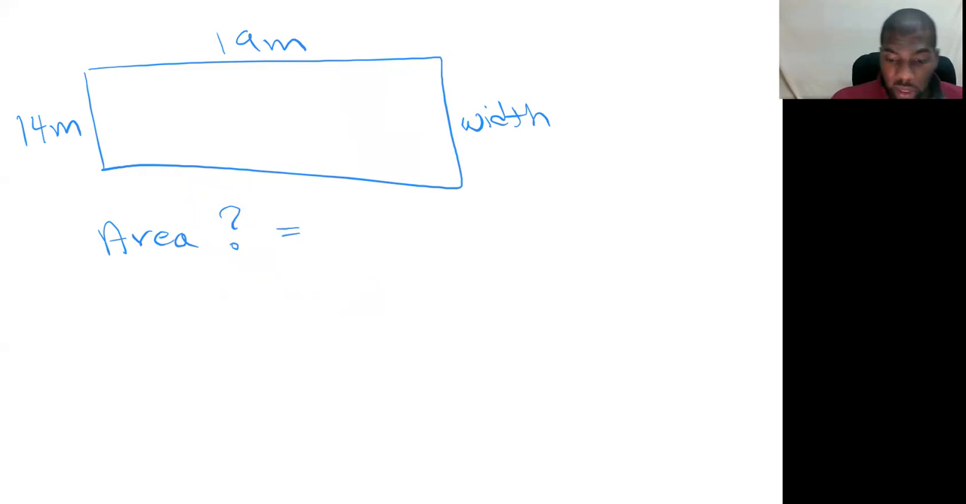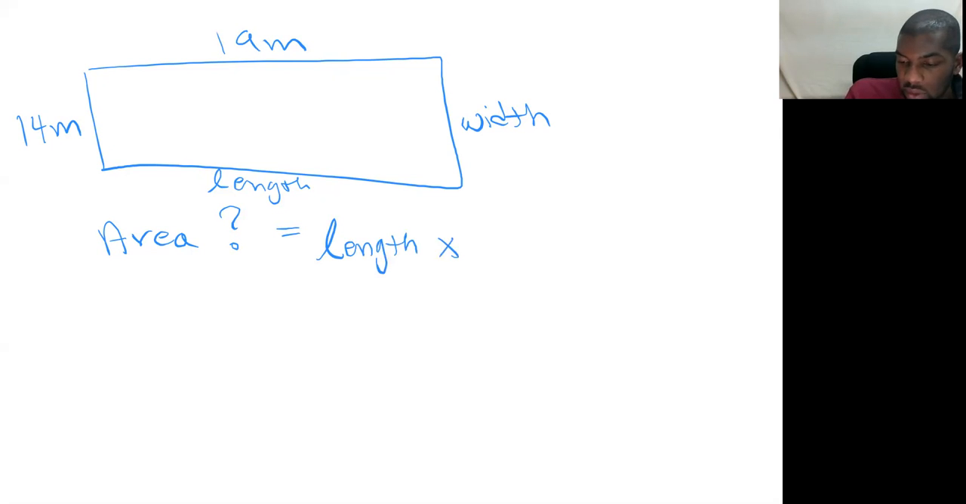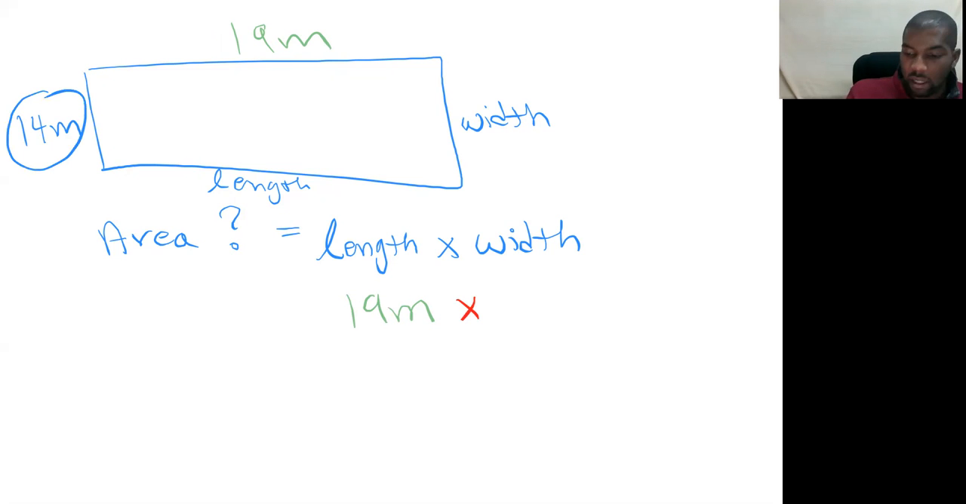What is the area of this rectangle? Well, the simplest way to do that is to say, okay, the equation is one length times one width. Well, what's the length? The length is, I'll draw it in a different color, 19 meters. So I put 19 meters here, multiplied by the width. And what's the width? It's right here, 14 meters. So I have my units, meters, right? M equals meters.